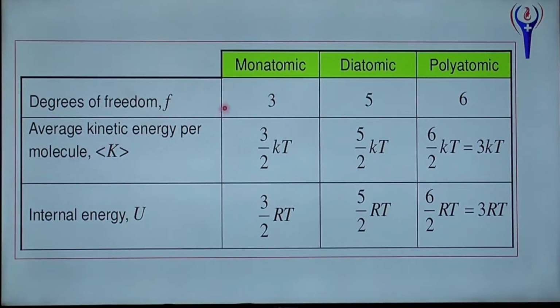Then this is a table for degrees of freedom, average kinetic energy and internal energy for monoatomic, diatomic and polyatomic gas. Monoatomic has 3 degrees of freedom, diatomic 5, and for polyatomic or triatomic it will be 6. For average kinetic energy per molecule, 3 by 2 kT, 5 by 2 kT, 6 by 2 kT, that is 3 kT. Internal energy U, 3 by 2 RT, 5 by 2 RT, 6 by 2 RT, that is 3 RT.